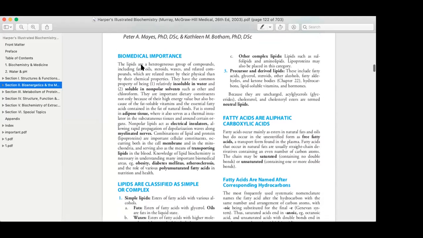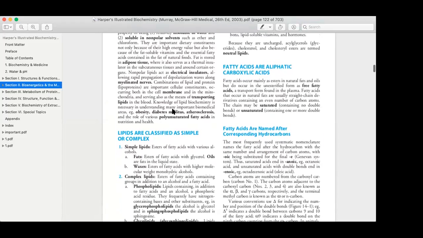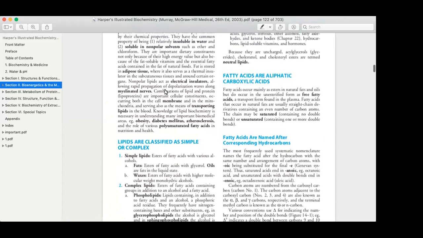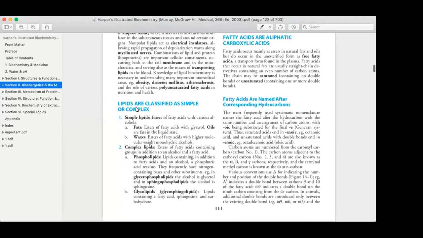So, the lipids are a heterogeneous group of compounds including fats, oils, waxes, and related compounds, which are related more by their physical than by their chemical properties. Now we will see that lipids are classified as simple or complex. Simple lipids are further classified into fats and waxes.